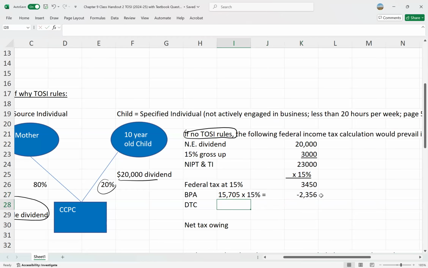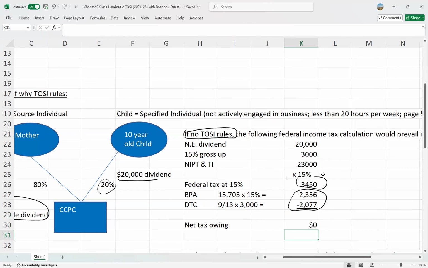They would also get the dividend tax credit, and we learned how to calculate that in chapter 7. For a non-eligible dividend, it is 9/13 times the gross up. The gross up is $3,000, and so the dividend tax credit would be $2,077. Now remember we said that these are non-refundable tax credits. So what that means is that they have more tax credits than they do taxes owing. So the net tax owing will be 0.